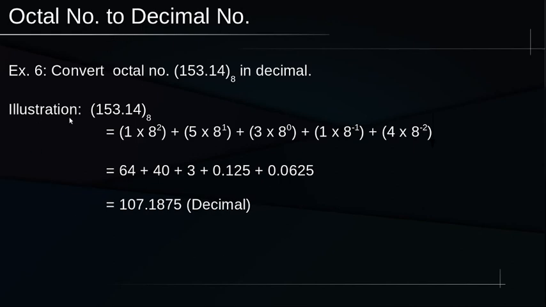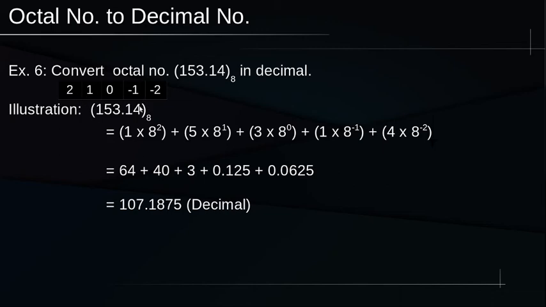Now we convert this octal number to decimal number. In order to convert any octal number into decimal number, we can do it by place value method. So first of all, we have to find the place value of each digit. So for integer part, we count right to left. So 3's place value is 0, 5's place value is 1, 1's place value is 2.